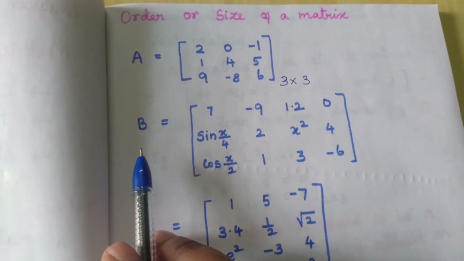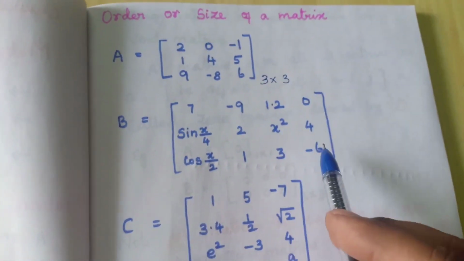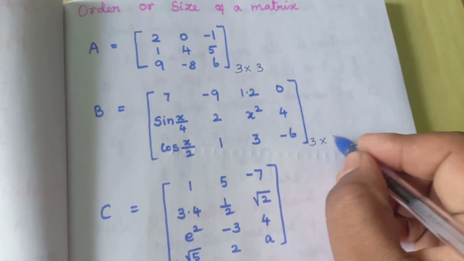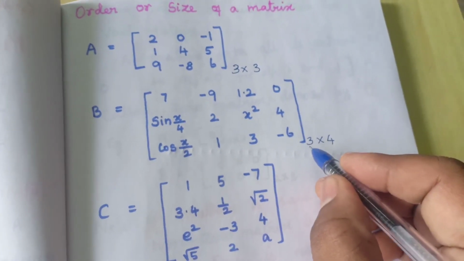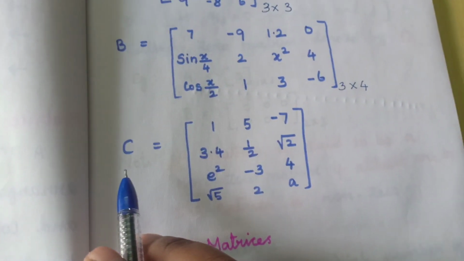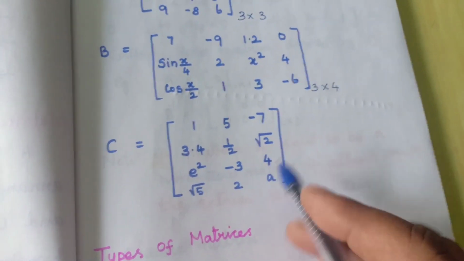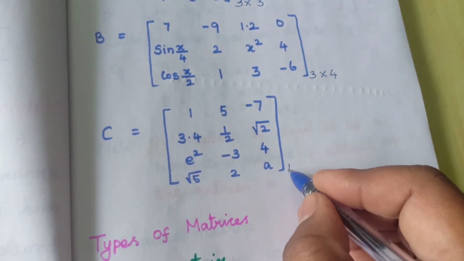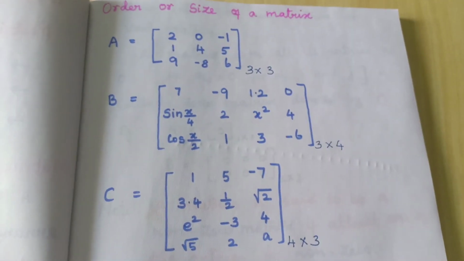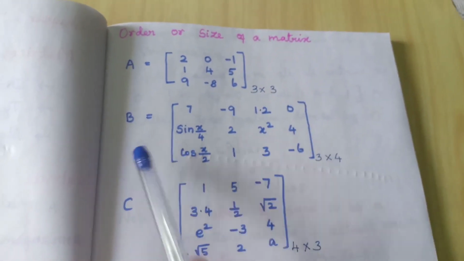For the second matrix B, we have 3 rows and 4 columns. So the size or order of the matrix is 3 by 4. The first number represents the number of rows and the second number represents the number of columns. And the third matrix C, how many rows? 4 rows, and how many columns? 3 columns. So the order of matrix C is 4 by 3. Generally, we represent matrices using capital letters A, B, C.